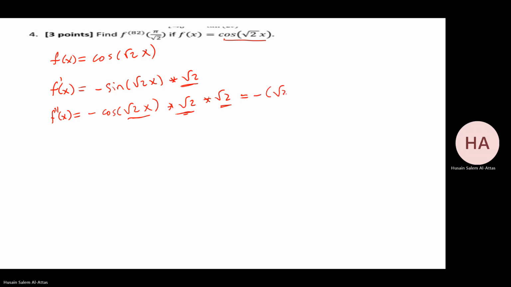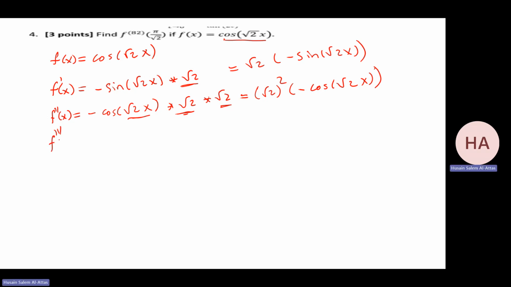Let me write it this way. Minus root 2 squared times cosine root 2x. Here I'm writing square root of 2 for minus sine root 2x. Okay. The third derivative will be what? This one will give me sine square root 2 of x times square root of 2, so this will be square root of 2 cubed. The fourth.